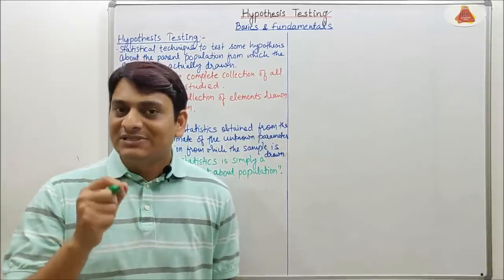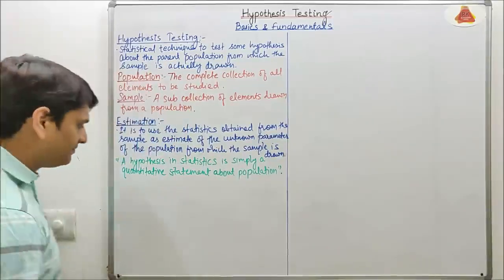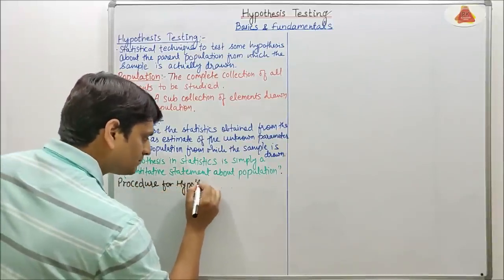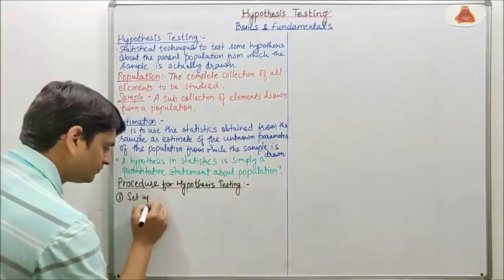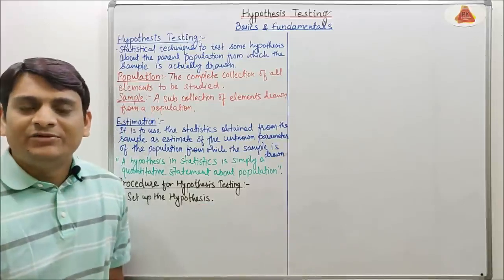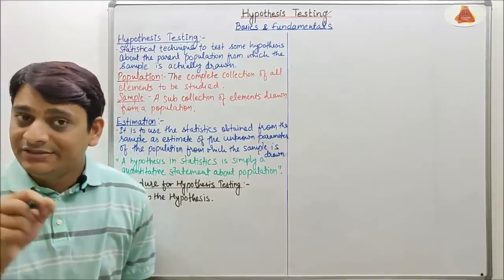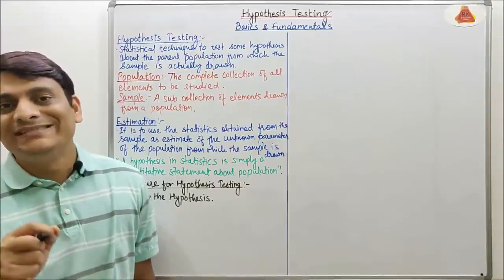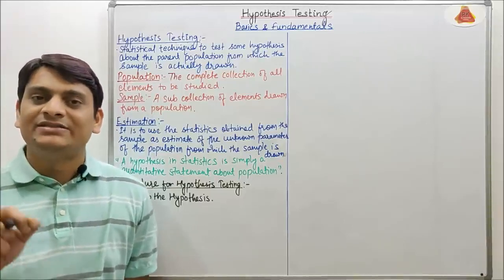So coming to the first step, that is to set up the hypothesis. There are two types of hypothesis. First one is the null hypothesis, which is denoted by H0. Second one is the alternative hypothesis, which is denoted by HA, or sometimes it can be denoted by H1.